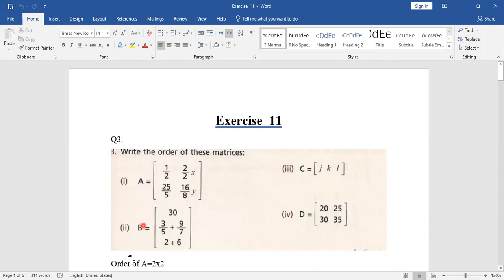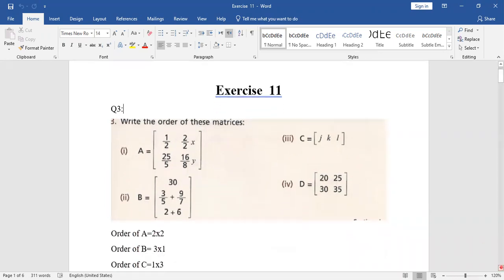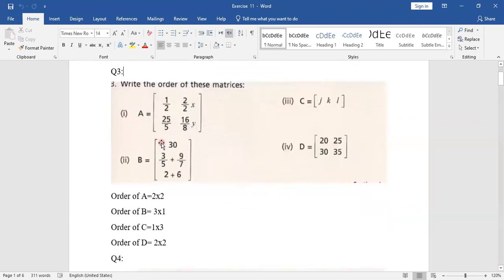So we know that order of matrices is based upon the number of rows and number of columns. So how do we write? This is A: 1 by 2, 2 by 2, 25 by 5, 16 by 8. How many rows are there? There are 2 rows and 2 columns. So order of A is equal to 2 rows, 2 columns, 2 cross 2.